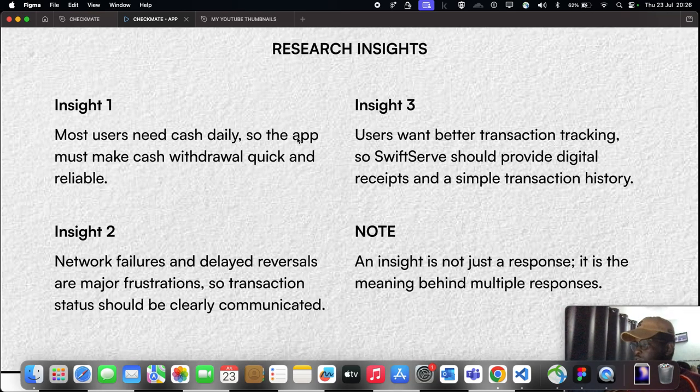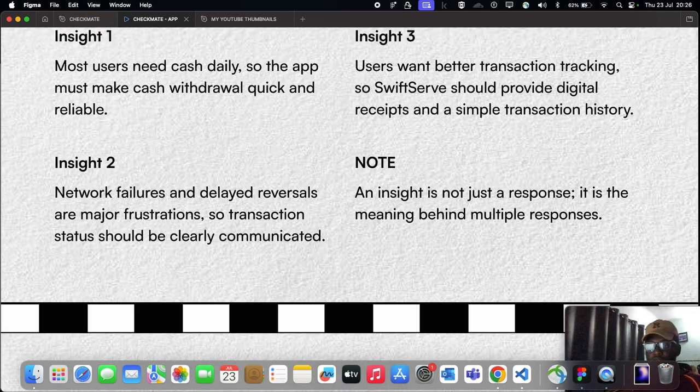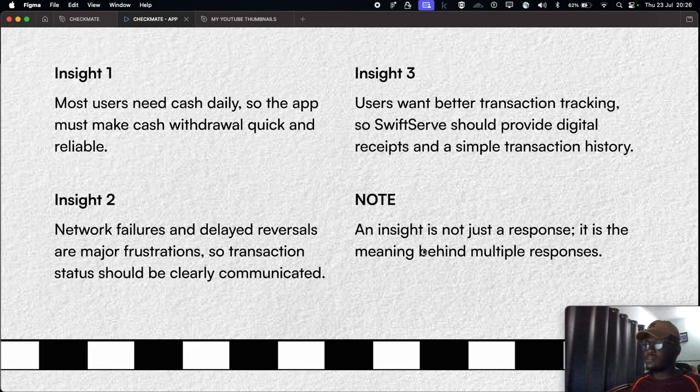Do you understand? One thing I should also say is, if you're asking yourself what is an insight, an insight is not just a response that you get from people. It is actually the meaning behind multiple responses. You get? So an insight is what you have gotten from the majority of those people, not just one person. Majority of your users, what are they complaining about? What is that thing they are really facing? What is that frustration they currently have? That is what you as a designer are trying to solve, right?